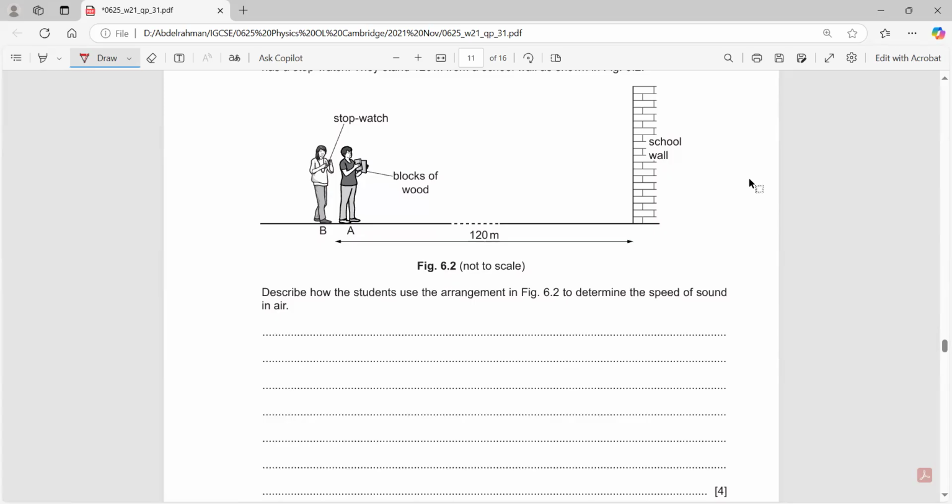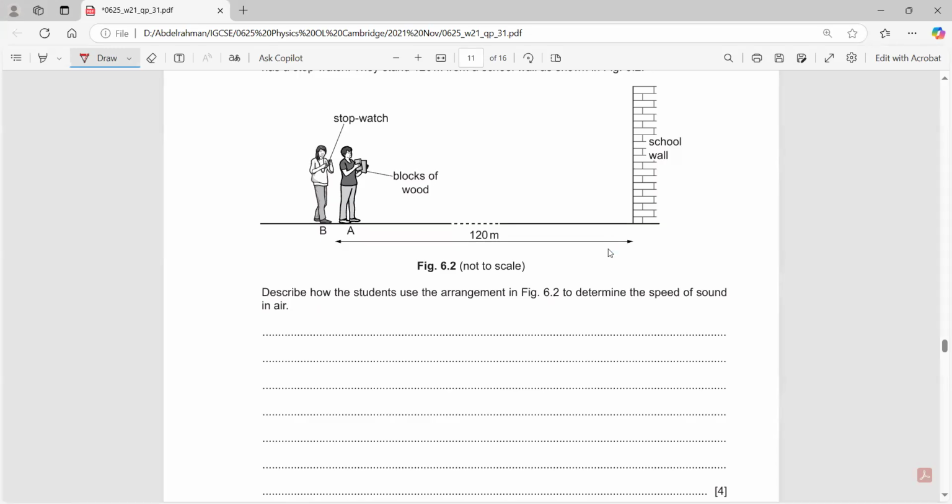What should they do? First of all, A will just bang the blocks of wood. B has to start the stopwatch, and then when B hears the sound again, what should she do? She should stop the stopwatch. Okay? And then we can calculate the speed equals 2 distance over time. Why? Because the sound traveled all the way to the school wall and then back, total distance of 240 meters.